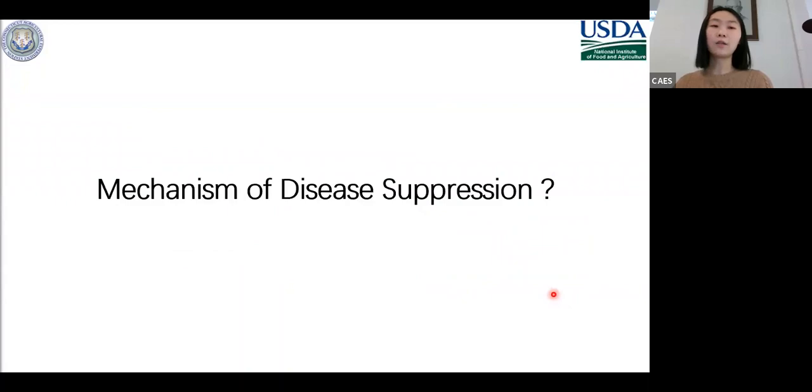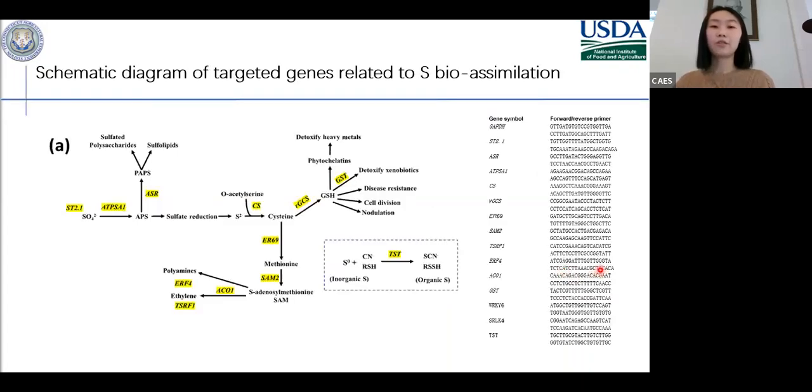Now the next question for us is, what is the mechanism of the disease suppression? So again, we use two methods to study this mechanism. One is the RT-qPCR, and the other one is the metabolomics. So this is the diagram of our targeted genes related to the sulfur bioassimilation inside the tomato plant tissues.